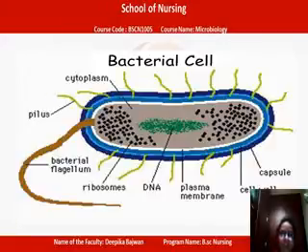Now you can see there is one brown-colored tail. This is a long tail which is known as a flagellum. The flagellum is a long thread structure, longer than the pilus. The function of the flagellum is locomotion, which means the bacteria is able to move from one place to another with the help of this flagellum.